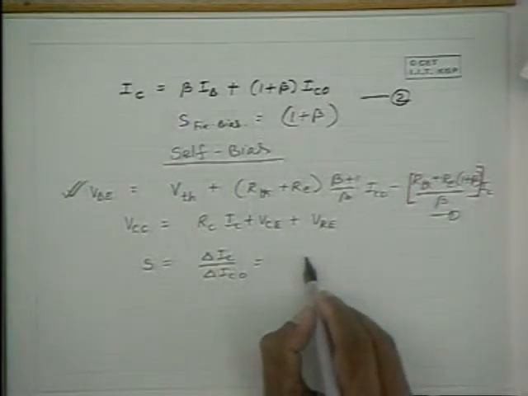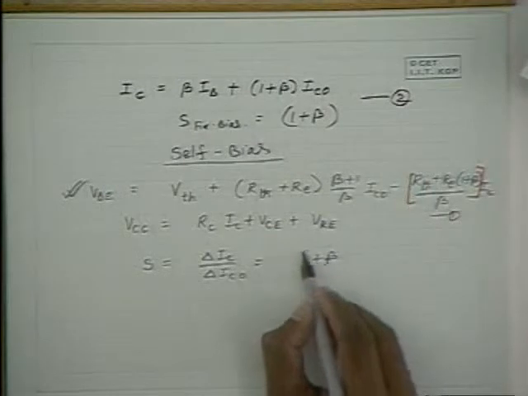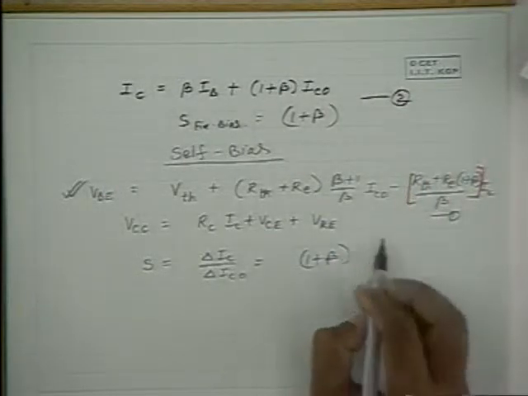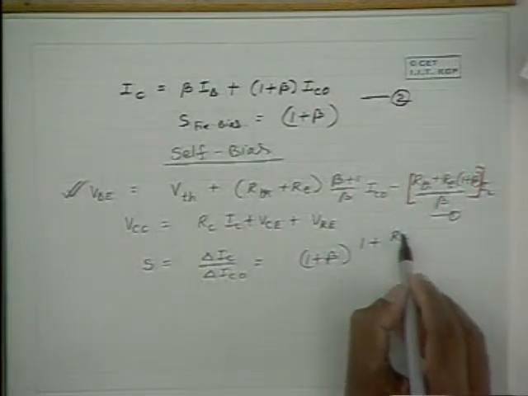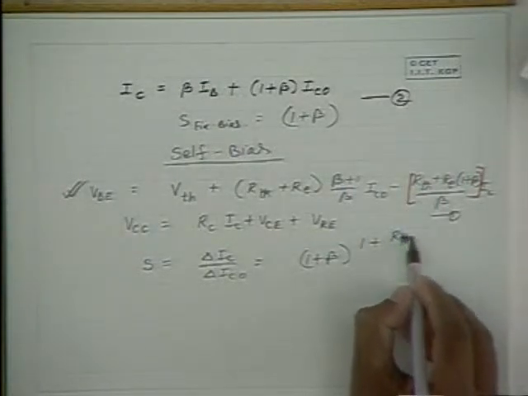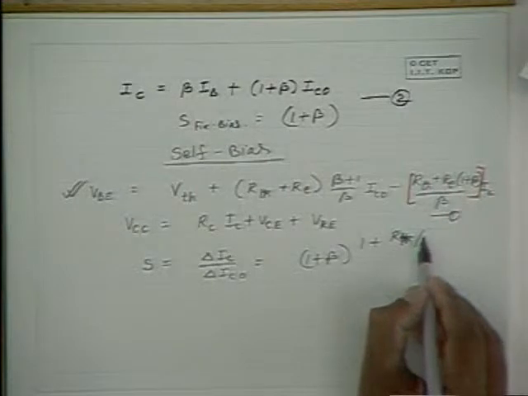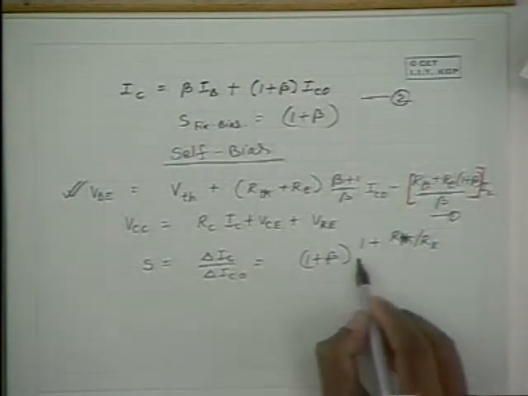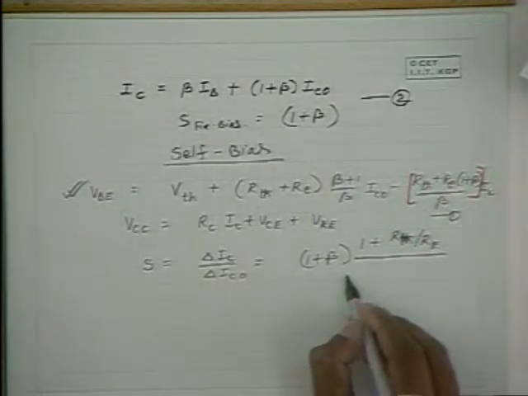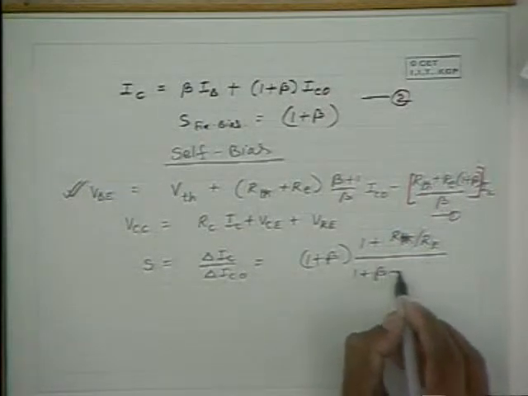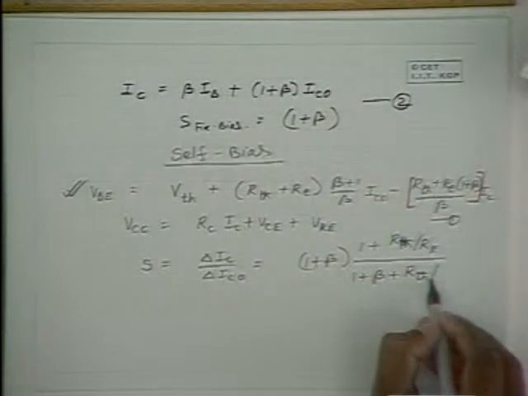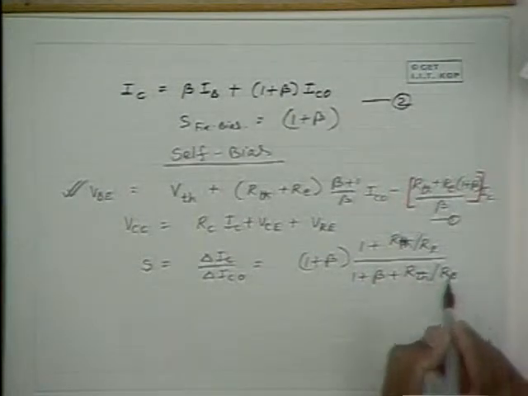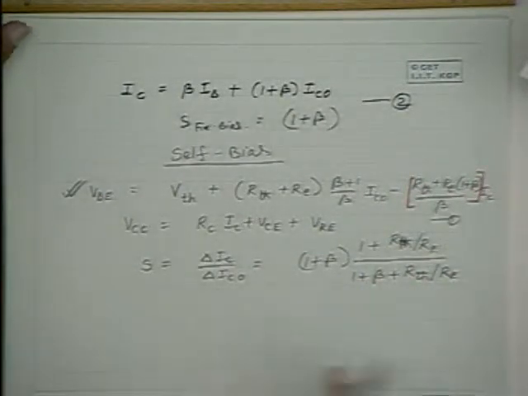And by determining that, we can find S as delta IC by delta IC naught, equal to 1 plus beta multiplied by 1 plus R Thevenin by RE, divided by 1 plus beta plus R Thevenin by RE. So this is the expression for the stability factor.